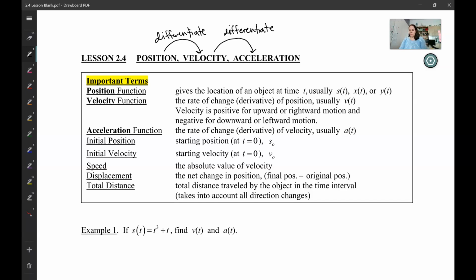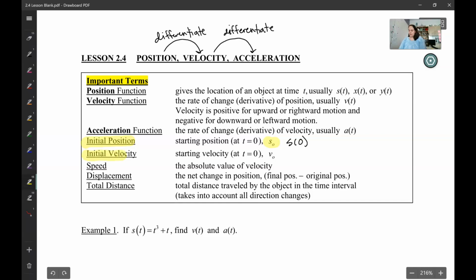So here's a couple important terms. We kind of just talked about position, velocity, and acceleration. Your initial position is your starting position, so basically S of 0. By the way, here are all these different terms for position. You could use S of t, X of t, or Y of t. We usually use S of t, that's the one I'll use a lot. Velocity is always written as V of t, and acceleration is always written as A of t.